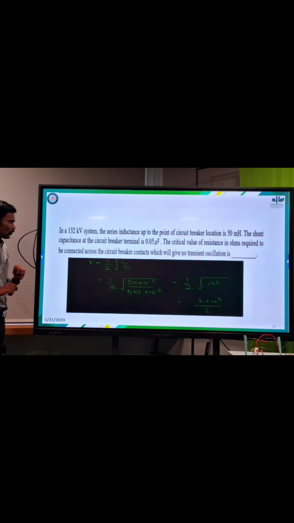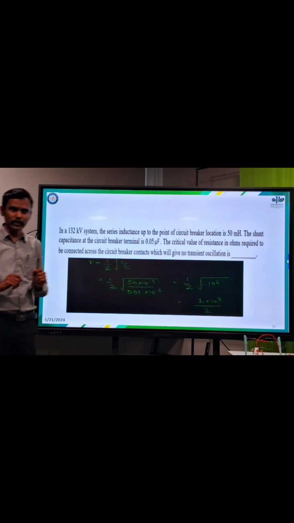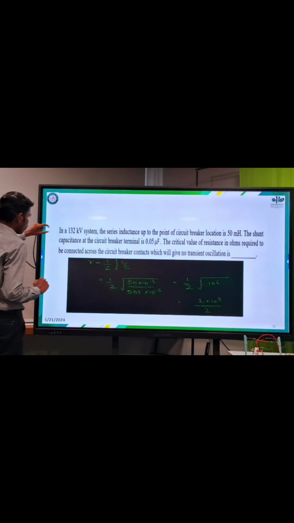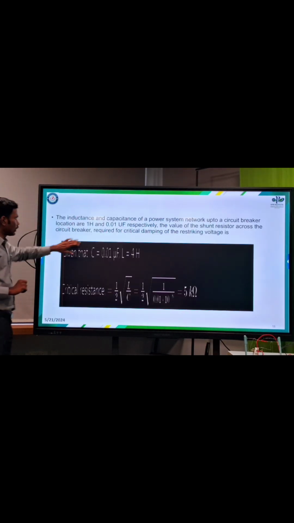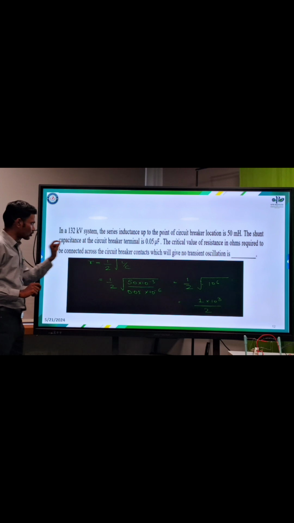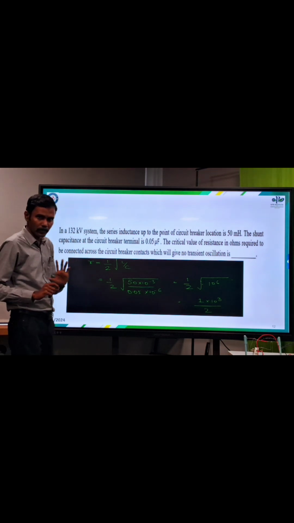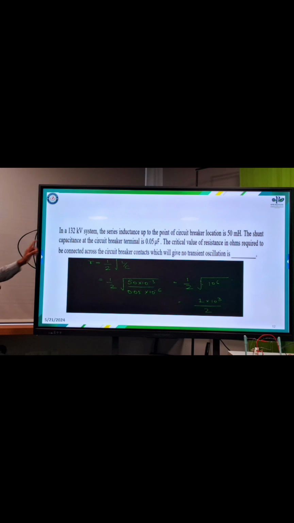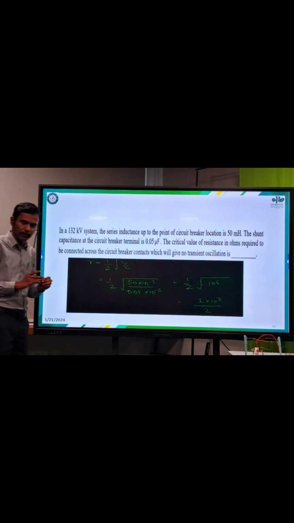This is the second question. This is one of the competitive questions, and I can say that this is also one of the GATE questions. In a 230 or 132 kilovolt system, the series inductance up to the point of the circuit breaker location is 50 millihenry. The shunt capacitance at the circuit breaker terminal is 0.05 microfarad. The critical value of resistance in ohms required to be connected across the circuit breaker contacts, which will give no transient oscillations. So we have to find the critical value of resistance.